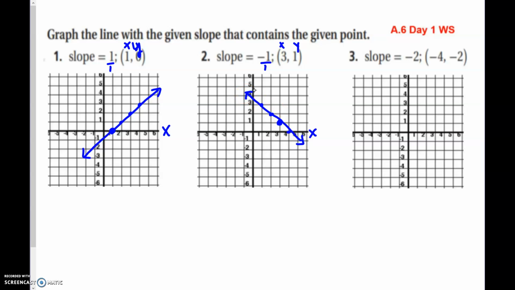Number 3, we have the ordered pair -4, -2. So in the direction of x-axis, we're going to go 1, 2, 3, 4, and then down 2 to get this point. And again, we have a -2. It's just not written as a fraction. So this -2 means we're going to go down 2, right 1, down 2, right 1. Or if you're like me, you always like to go up, and because it's negative, I'm going to go left 1.